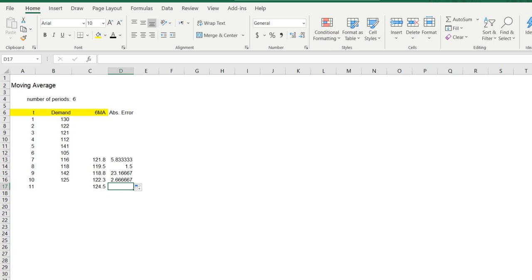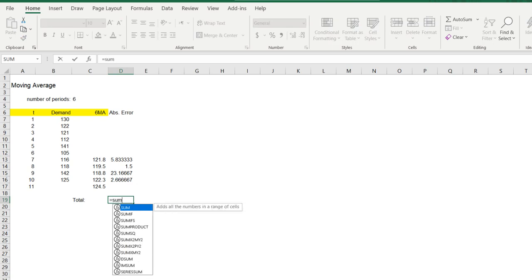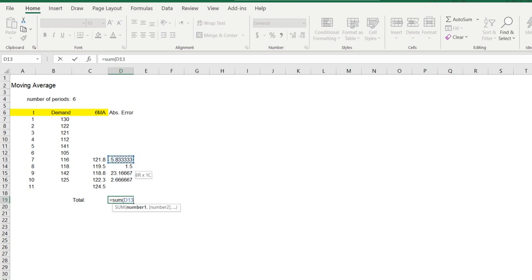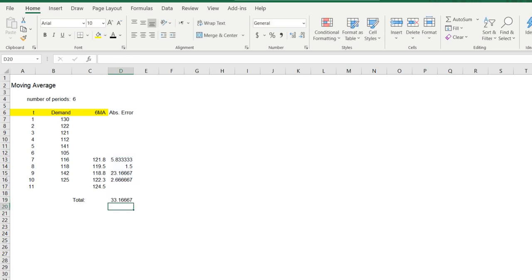So let's find the total. I'm going to do the sum of these errors. The total error is going to be equal sum, open paren, and then just left click once, hold and drag, close parentheses, and enter. That's the total absolute error.